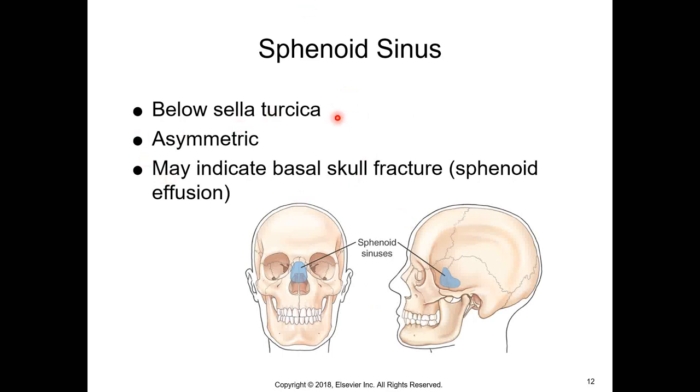Your sphenoid sinuses are located just below the sella turcica or Turkish saddle. They are also asymmetric, meaning they don't have the same shape. The real important thing to remember with your sphenoid sinuses is that they can indicate a basilar skull fracture, because where they're located is generally towards the base of the skull, and if there is some kind of fracture in the base, these tend to fill up with fluid. So that's how they'll determine a basilar skull fracture. And another term for the sphenoids filling up with fluid is a sphenoid effusion.